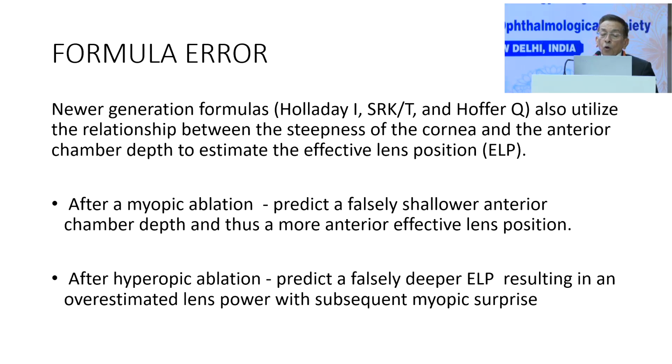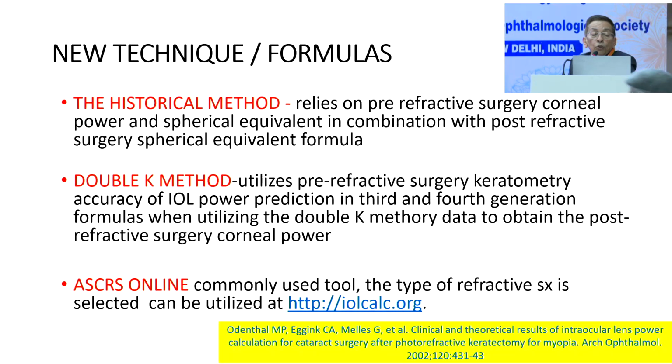A new generation formula also utilizes the relationship between the steepness of the cornea and the anterior chamber depth. After a myopic ablation, it predicts a falsely shallow anterior chamber depth and thus a more anterior effective lens position. After hyperopic ablation, it predicts a falsely deeper effective lens position, resulting in an overestimated lens power with subsequent myopic surprise. So what new techniques can we use? Historical methods: nowadays we keep all the records of the LASIK patient.